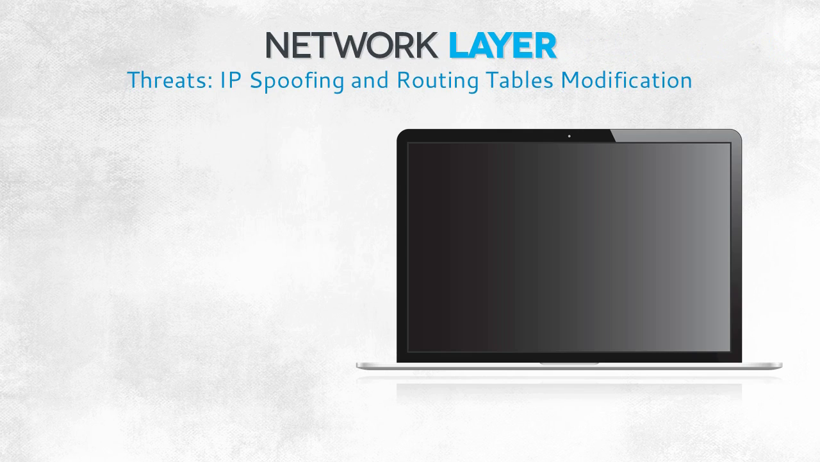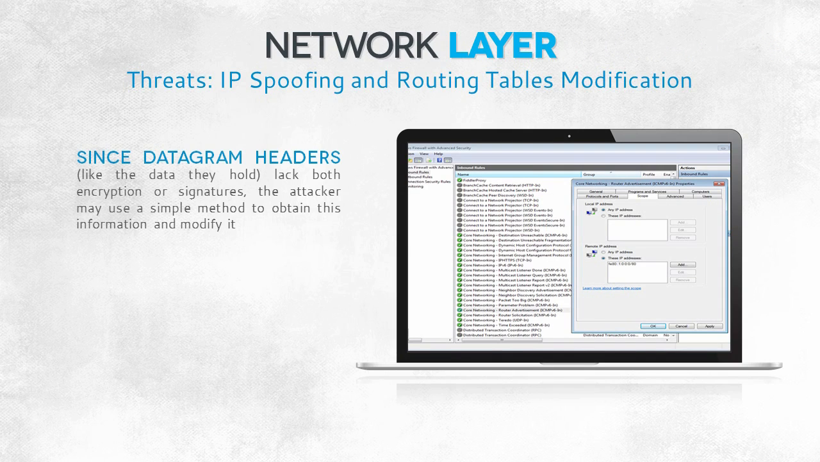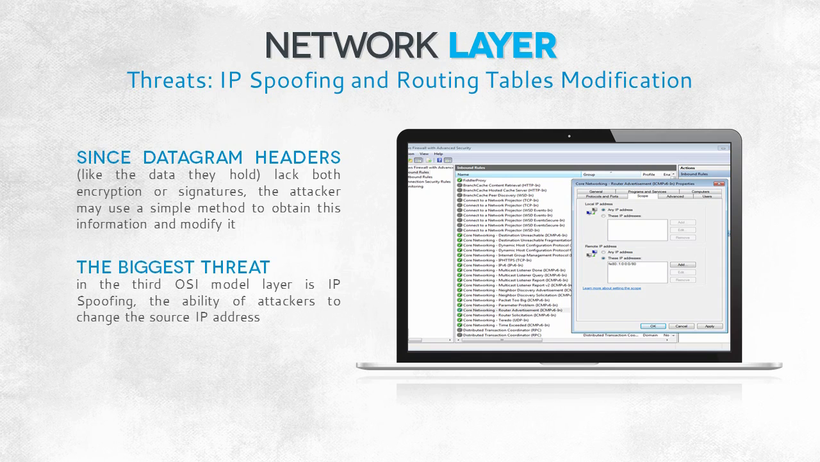In the network layer, just as in the second layer, frame headers are not encrypted. IP addresses of both the sender and receiver are sent as plain text. Everyone can read them and even modify them in real time. The biggest vulnerability of the network layer is IP spoofing, that is, impersonating other IP addresses. Attackers use this method to hide their hosts.